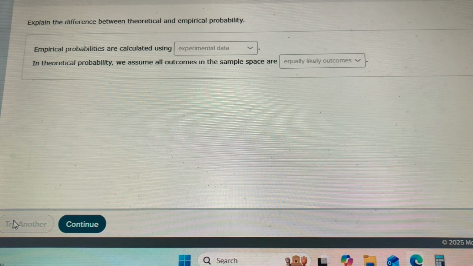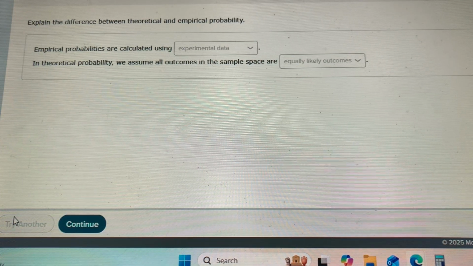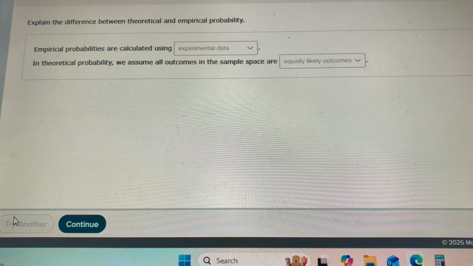So the reason we have empirical probabilities is because we normally have to do an experiment to see what's going on. And then you can actually estimate theoretical probabilities if you do large enough samples.